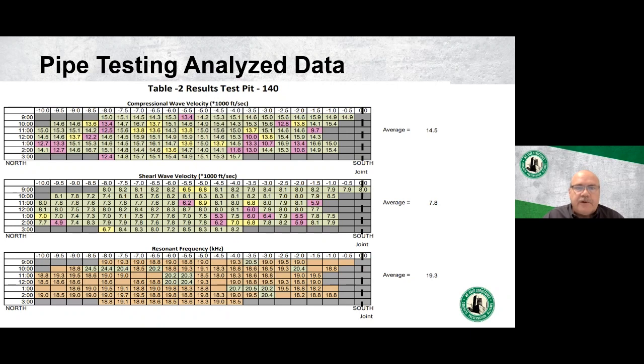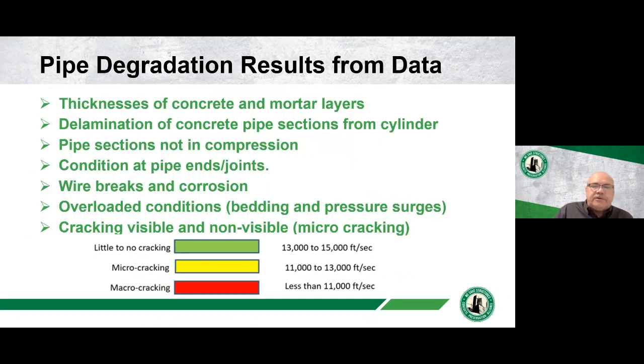We're tracking the compressional wave velocity, the shear wave velocity, the frequency, and we also measure thicknesses of the pipe. All 3 of those are the meaningful information that goes into providing a condition assessment of the system. So from this data, we get the thickness of the pipe, the thickness of the mortar layer, and how the inner and outer core are performing. Is there delamination between the inner and outer core from the steel cylinder? That's very, very important.